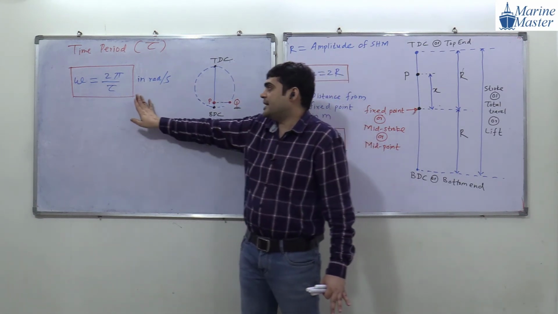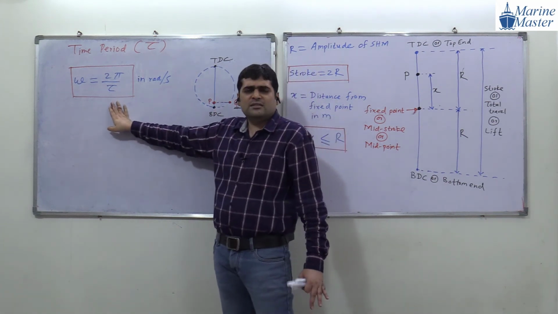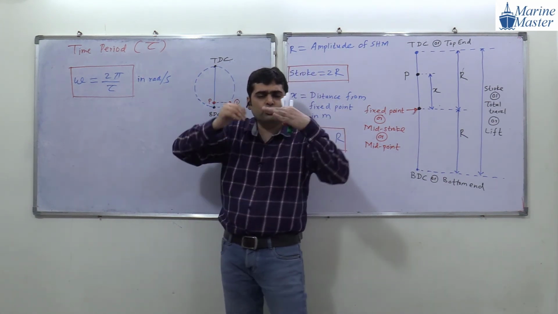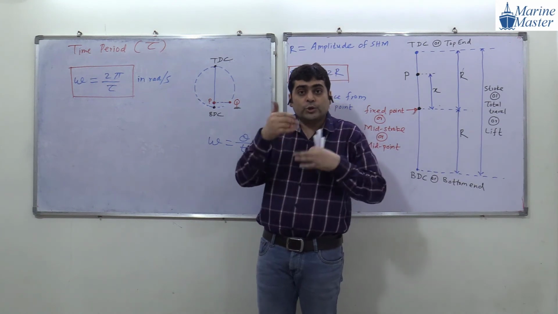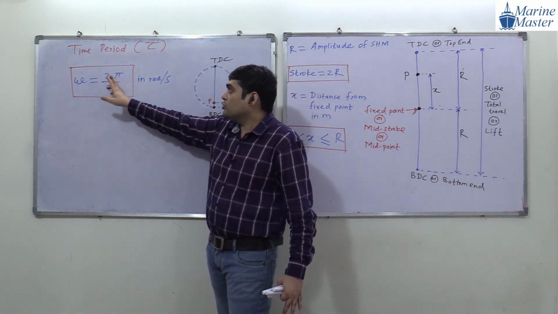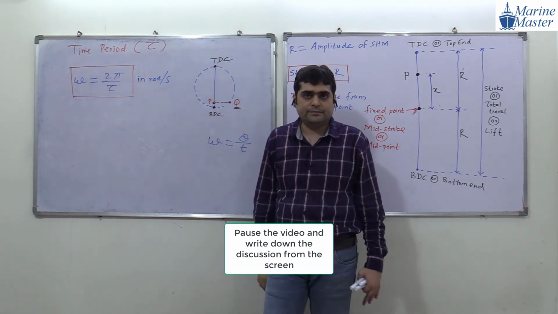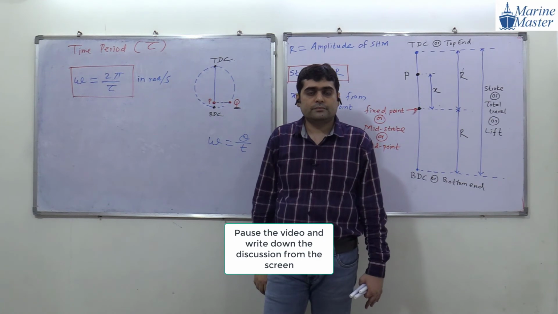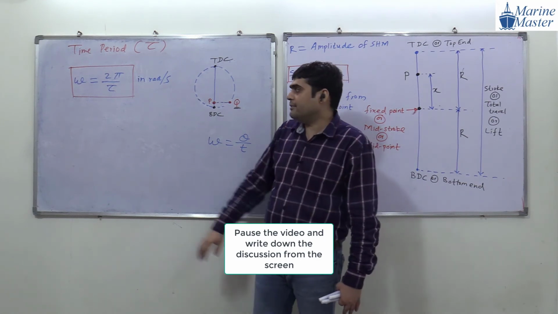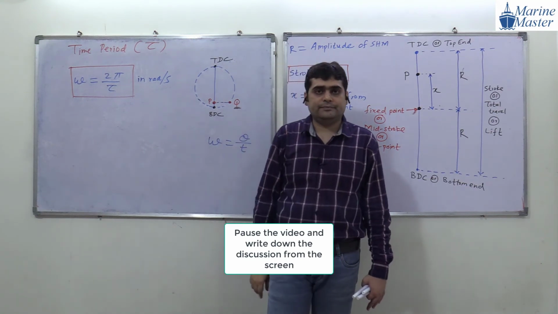So everyone please write down this relation, only this relation. No need to do this one. I am giving you some extra points so that you should correlate all the things, so that you should get interest in this topic. So this is time period, and from this time period what we will get? Omega. Omega means angular velocity. Okay, everyone completed? Omega is equal to 2 pi by tau in radian per second.